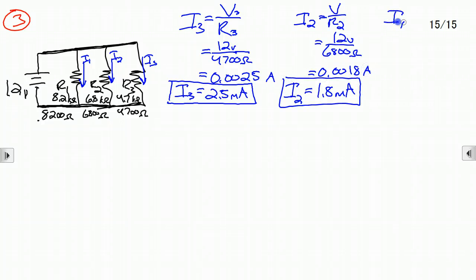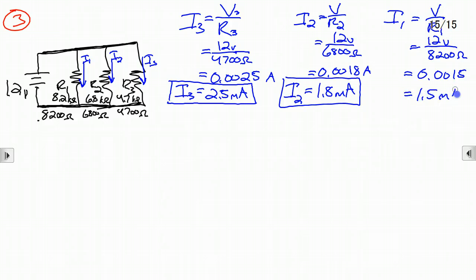And last but not least, I1, again, V over R1, 12 volts over R1 with 8,200 ohms. It's an even larger resistance, so it's even smaller current. 12 over 8,200 is 0.0015, or 1.5 milliamps. Alright, so now I have all those currents.